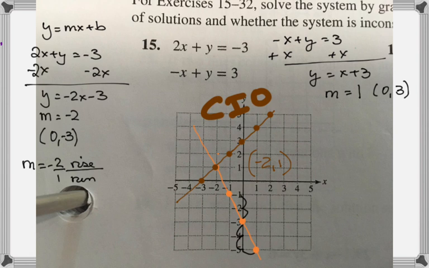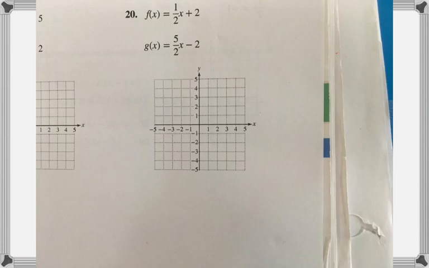I'm going to ask you again. How about, oh, beautiful. Beautiful 20 is in function notation form, but what does f of x really stand for? Y. So we don't have to make any changes here. We have y equals 1/2 x plus 2, and we have y equals 5/2 x minus 2. We can see the slopes are not the same, so those lines are not parallel. Somehow they're going to intersect.